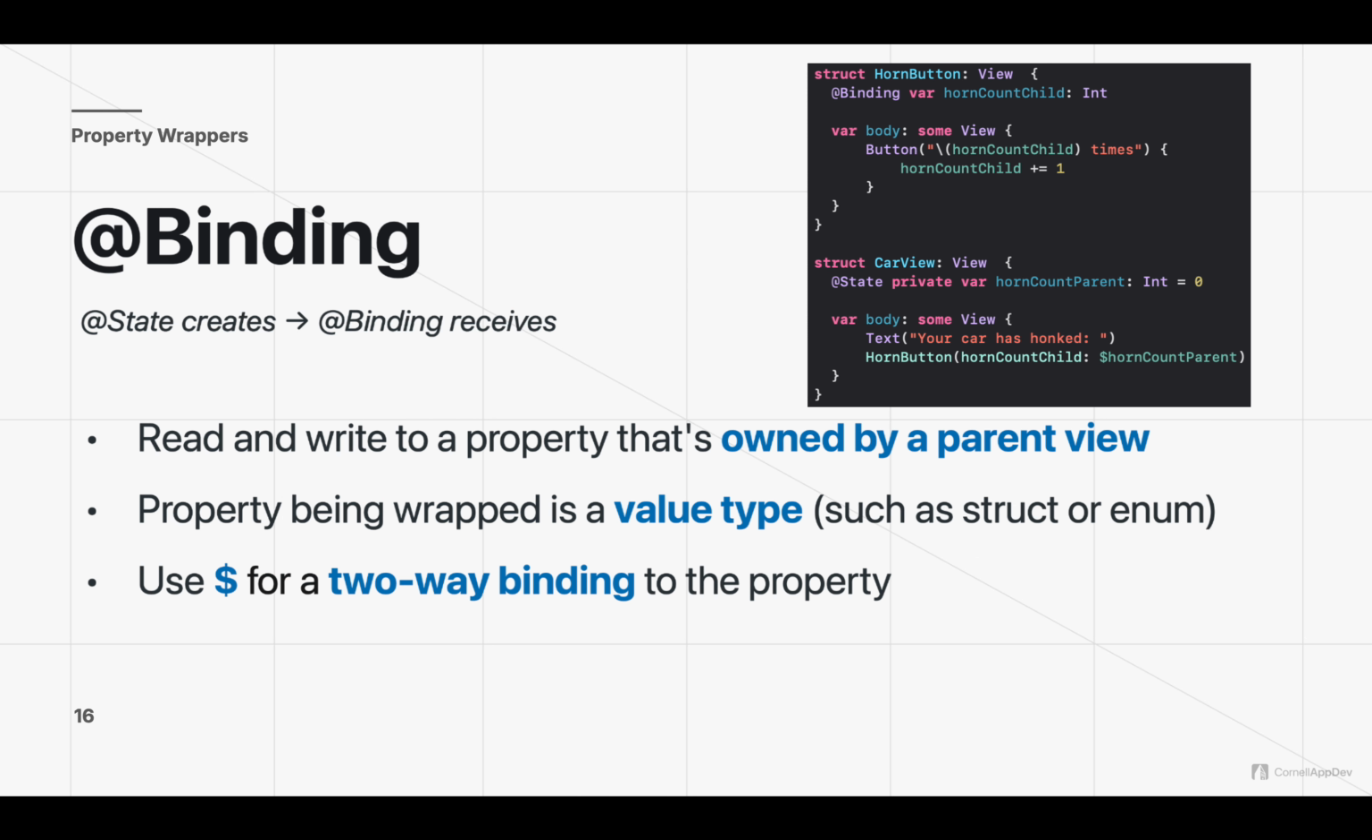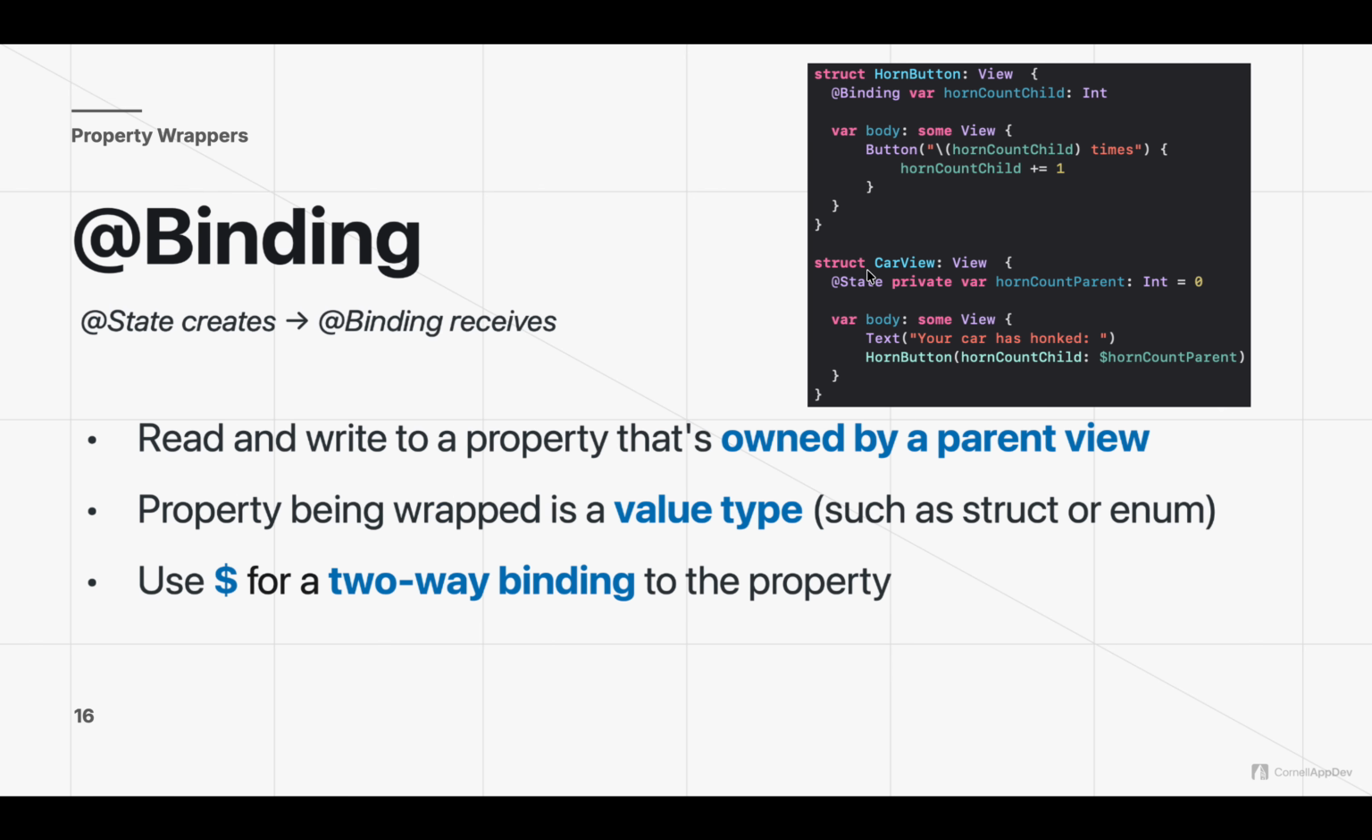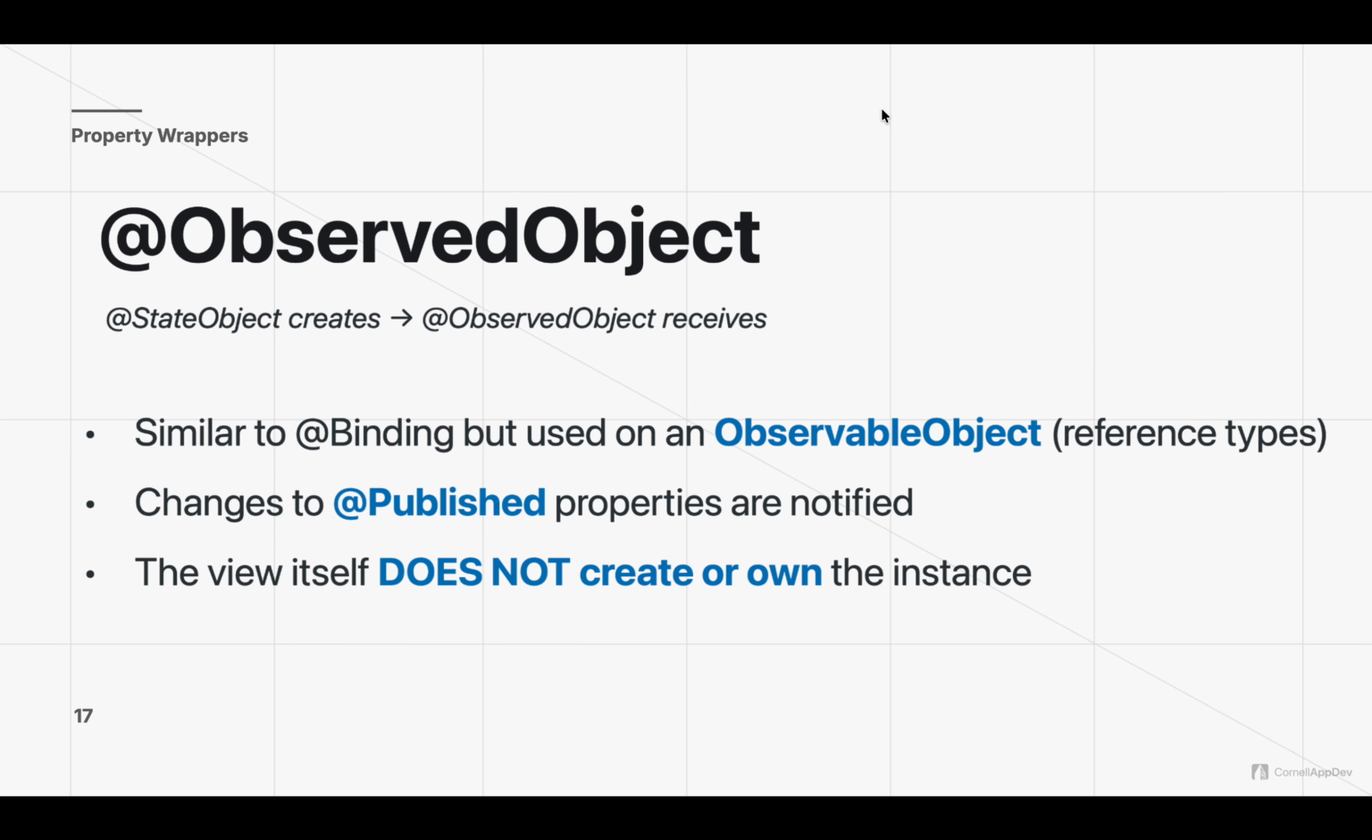Think of it like here. Imagine if this was the view model. This would be a state object. Imagine this was some class, right? It would be a state object, and this would be an observed object instead of just @Binding.